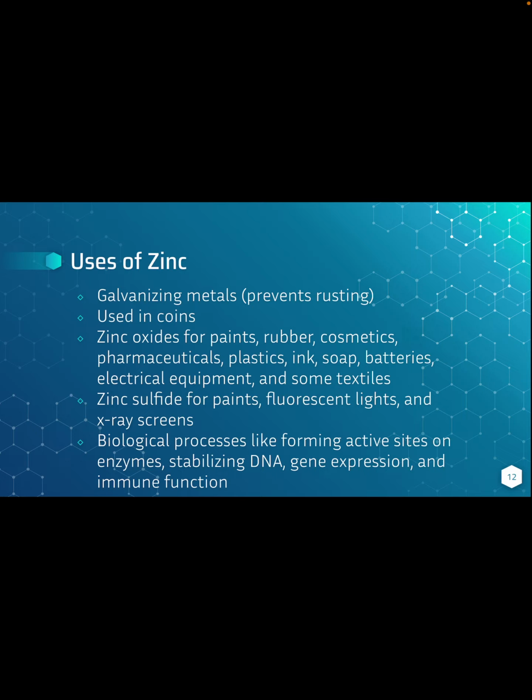Zinc oxides can be used for paints, rubber, cosmetics, pharmaceuticals like diaper rash ointment is one of the main ones, plastics, ink, soap, batteries, electrical equipment, and even some textiles. Zinc sulfide can be used for paints, fluorescent lights, and even x-ray screens. And then, of course, zinc is one of our micromolecules that we need to survive. So biological processes like forming active sites on enzymes, stabilizing DNA, gene expression, and immune function, all of those things need zinc to work correctly. It's also noted that the cost of zinc is about $1.3 per pound, so it's really inexpensive, especially when we're using it to galvanize metals for things like cars and large transportation equipment and street posts and bridges and all kinds of things.